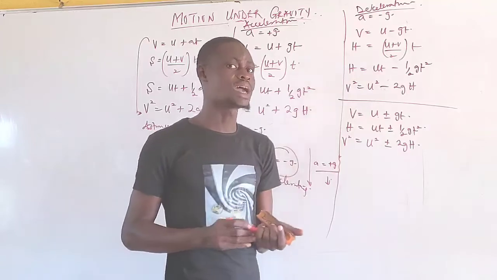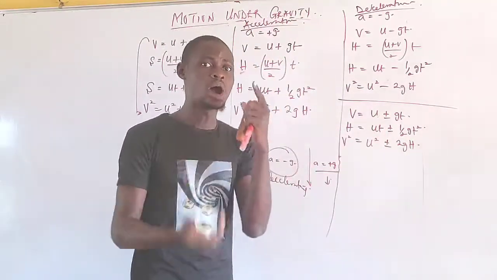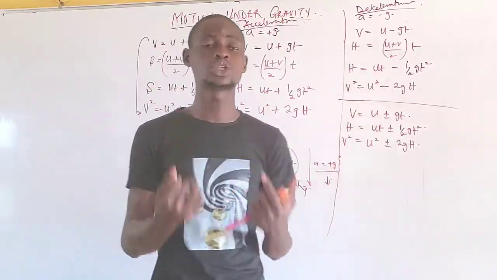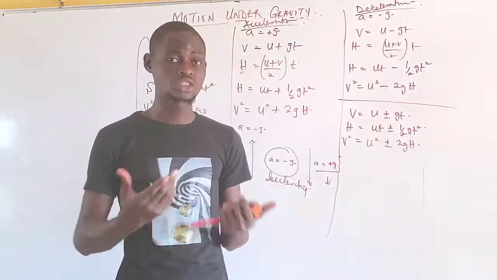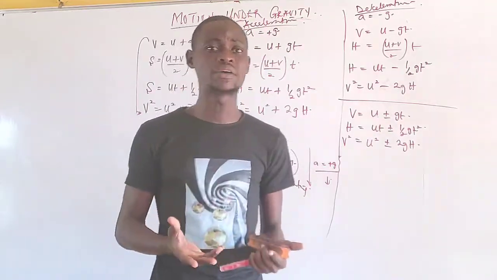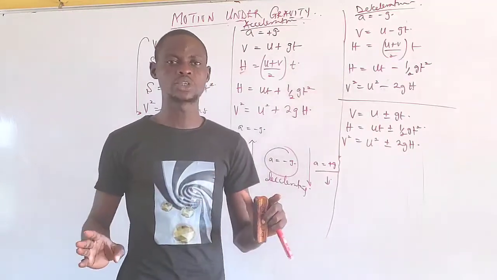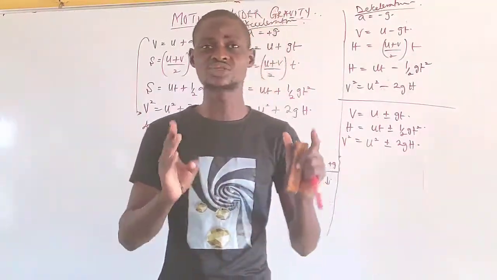Please note something. You might be reading another textbook. I'm using my own convention here: upward should be taken as negative, while downward should be taken as what? Positive. In some other textbooks, they take the upward direction as positive, while the downward direction as what? As negative. It doesn't alter your calculation, it remains the same.